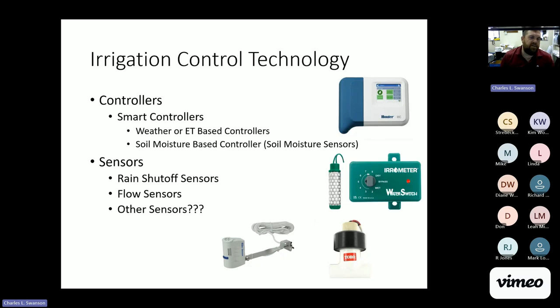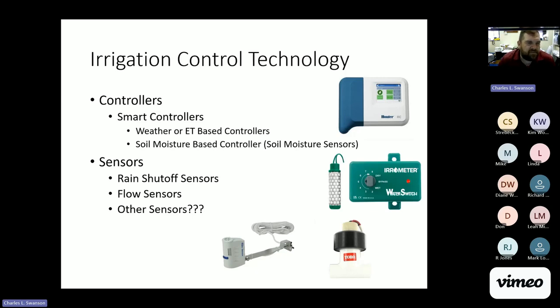So in general, when we look at the different types of control technology, we're talking about smart irrigation controllers. We actually have two basic subsets of smart controller technologies. Terminology keeps changing as time goes by in the industry. We generally refer to these as weather or ET-based irrigation controllers that take in climate data and use that information to adjust the irrigation schedule for your landscape.